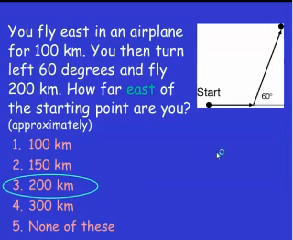I don't know if you put 200 or not, but once again, you're looking at the component of this vector, and if you go 200 kilometers at 60 degrees, then your x component is going to be 200 times the cosine of 60, and 200 times the cosine of 60 is 100, so you're going to have 100 plus 100, or 200 kilometers.